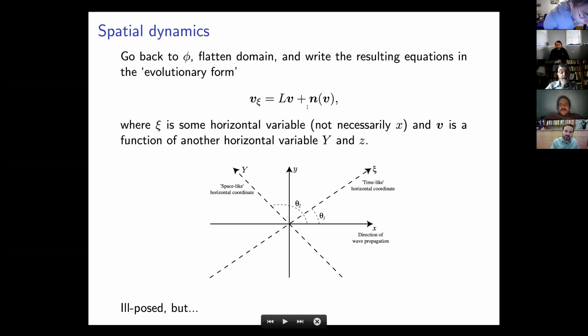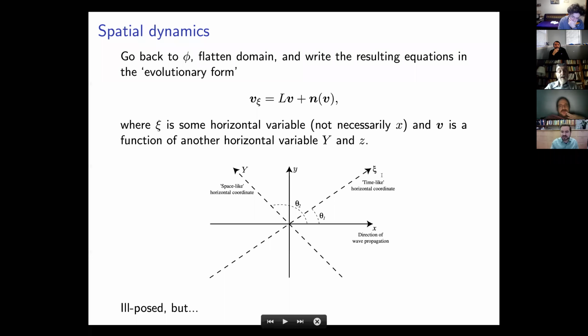This is really an operator, not a matrix. It will involve derivatives not in the x variable, but in the vertical variable z and in another horizontal variable y. The advantage in 3D is that x can be a general horizontal variable. It doesn't necessarily have to be aligned with the direction of propagation, so it doesn't have to be the x-axis. And then y is just some other horizontal variable.